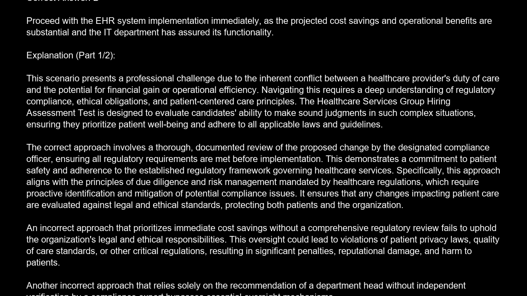An incorrect approach that prioritizes immediate cost savings without a comprehensive regulatory review fails to uphold the organization's legal and ethical responsibilities. This oversight could lead to violations of patient privacy laws, quality of care standards, or other critical regulations, resulting in significant penalties, reputational damage, and harm to patients.